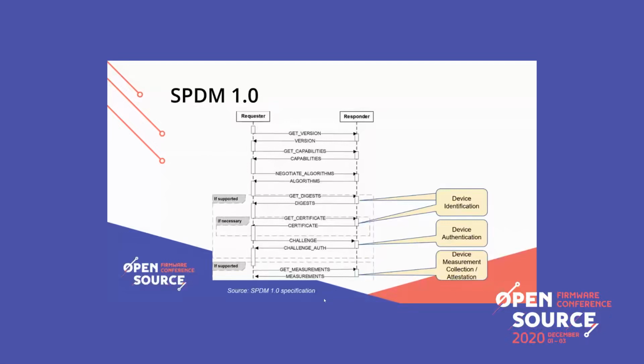Then the SPDM requester can get the device identity of the SPDM responder device by using get digest or get certificate. Once this message is received, the device will send back the X.509 certificate chain or the digest of the certificate chain. Then the SPDM requester can use a challenge command to authenticate the device. The device must sign the nonce in the challenge message with its own private key and send the challenge auth back. The signing algorithm could be RSASSA, RSA-PSS, or ECDSA, which is negotiated in the negotiate algorithm command.